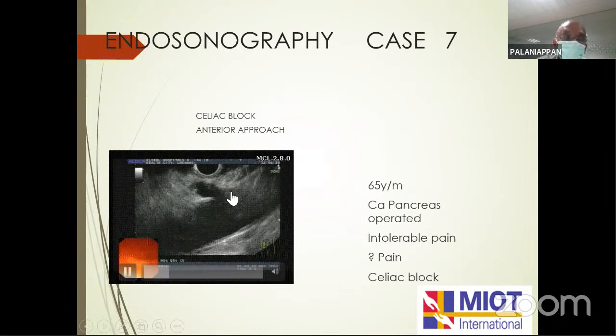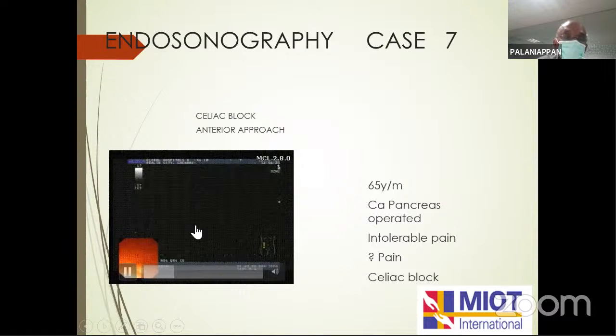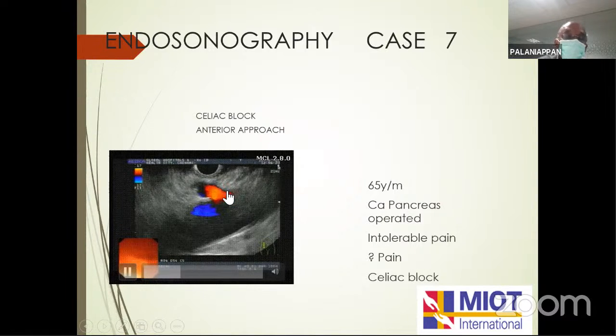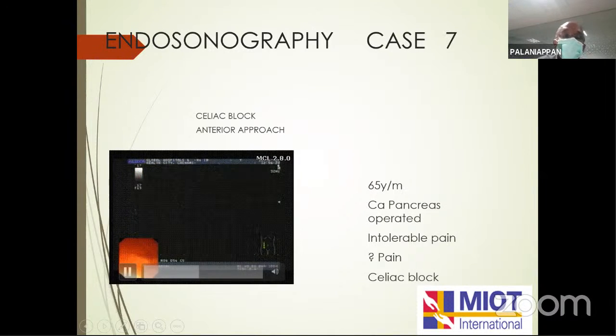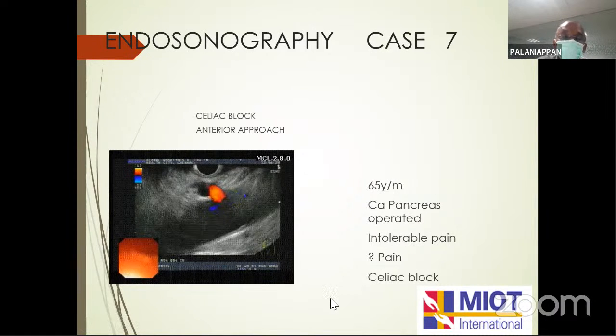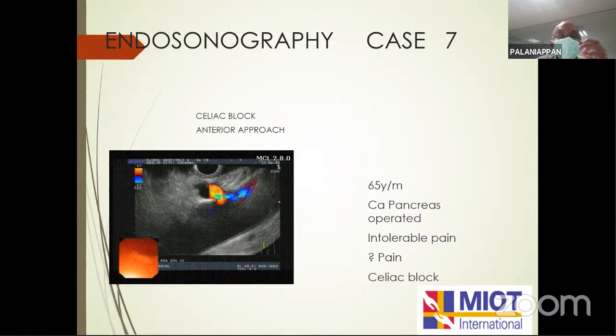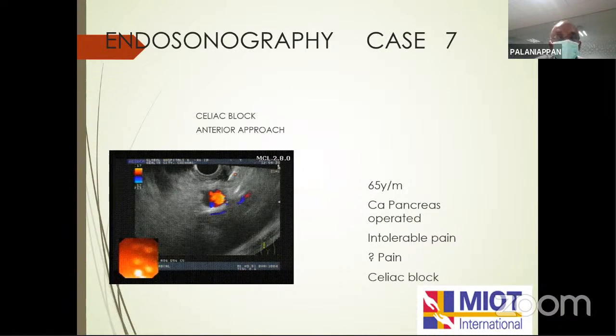This is the celiac trunk. Doppler is applied and you know that. And now what I have to do is bring the needle and inject here, deliver the anesthetic agent. We injected alcohol and bupivacaine. The very good pain relief. This is celiac plexus block.